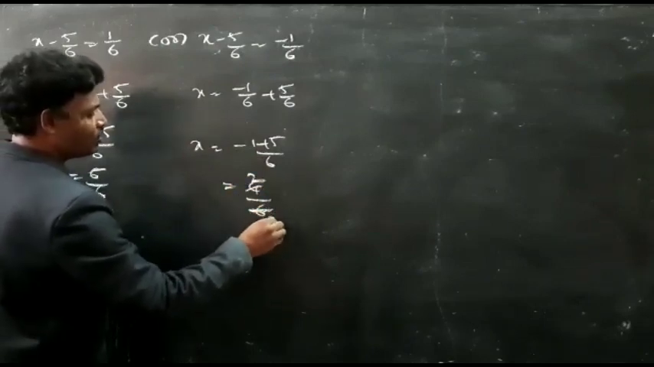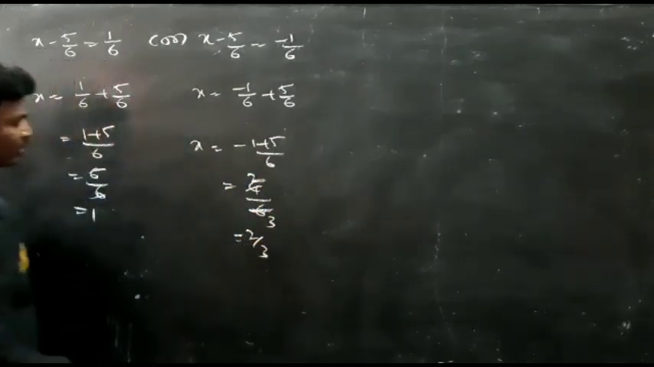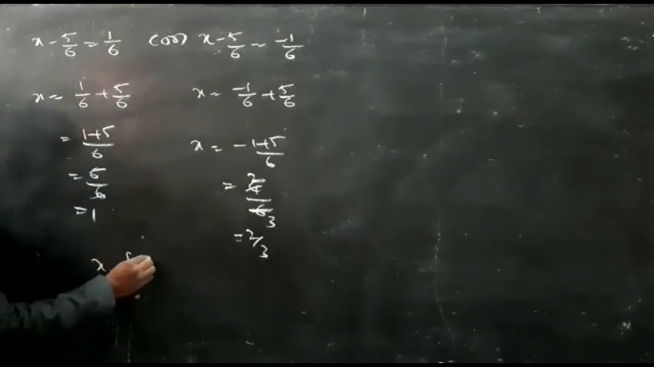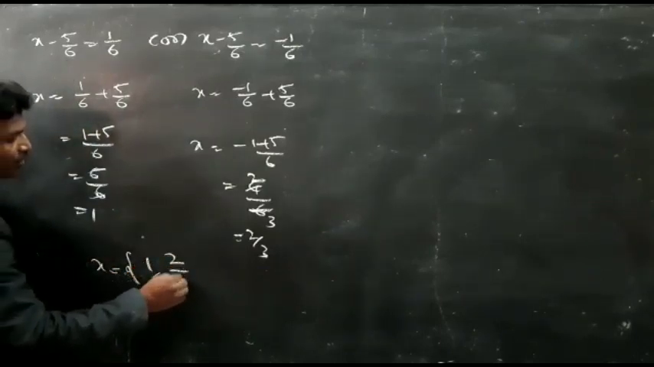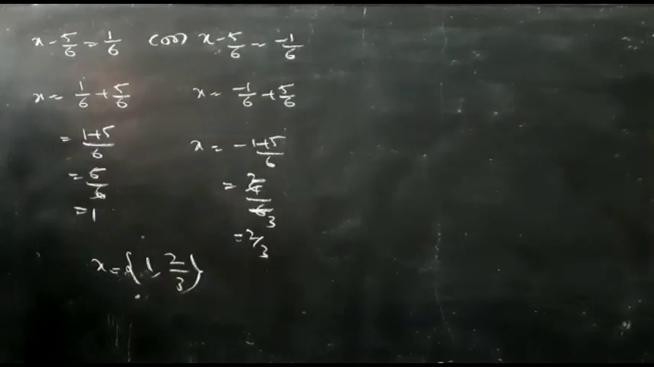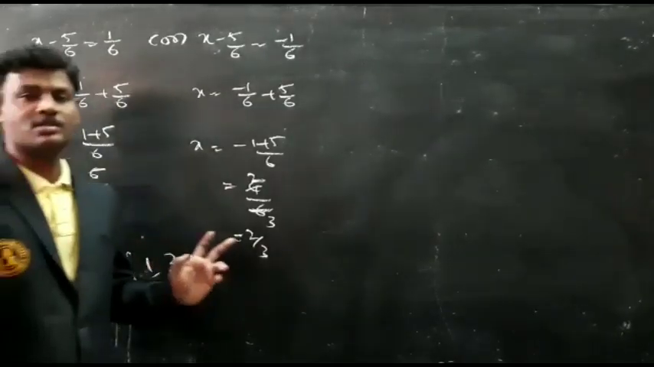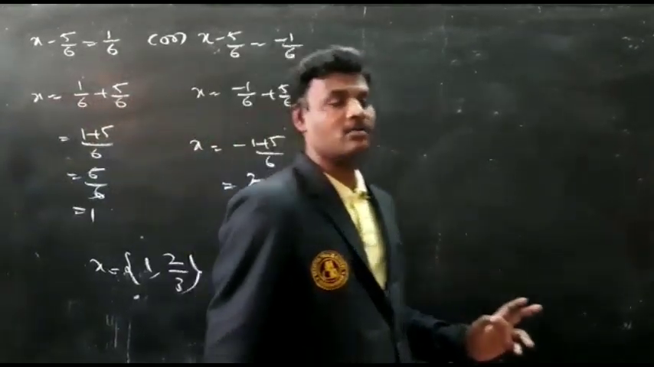2 2s are 2, 2 3s are 6. So x is equal to 2 by 3. So finally the roots of x are 1 comma 2 by 3. So this is how to find the roots of a quadratic equation by using the completing square method.